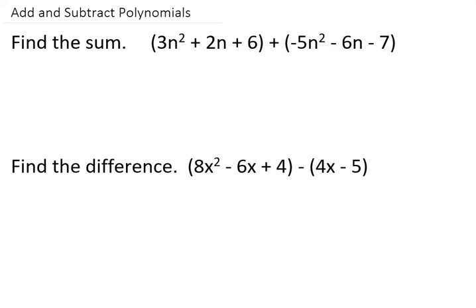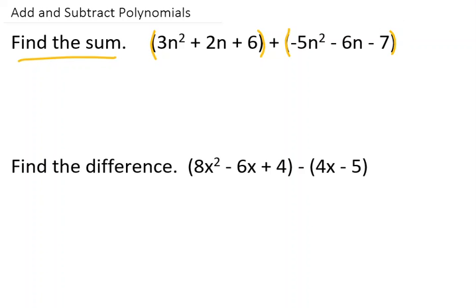This is briefly how to add and subtract polynomials. So first we're going to find the sum of these two trinomials, 3n squared plus 2n plus 6. That's already in standard form. And we're going to add to it negative 5n squared minus 6n minus 7.